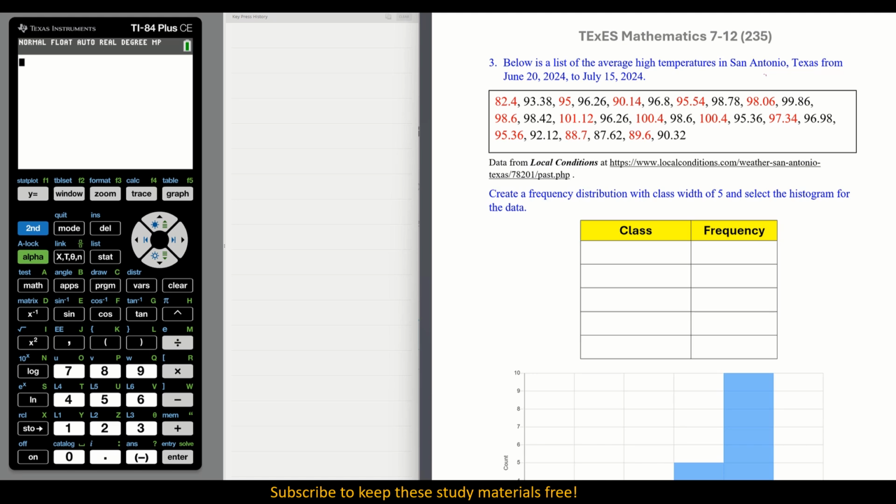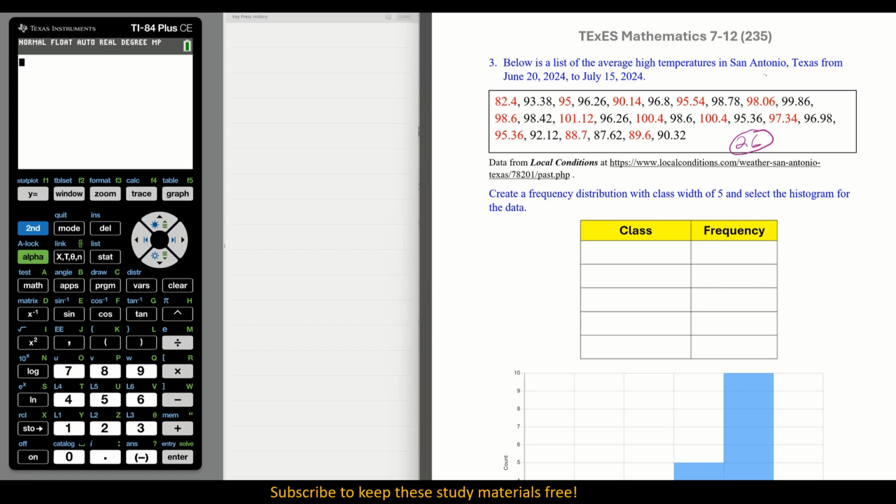Number 3, below is a list of the average high temperatures in San Antonio, Texas from June 20th, 2024 to July 15, 2024. Now we notice that the data is color coded, and we have 2, 4, 6, 8, 10 in each row. So that gives us 10, 20, 2, 4, 6. So we have a total of 26. We need to measure that amount, how many we put in the calculator. And there's where the information came from.